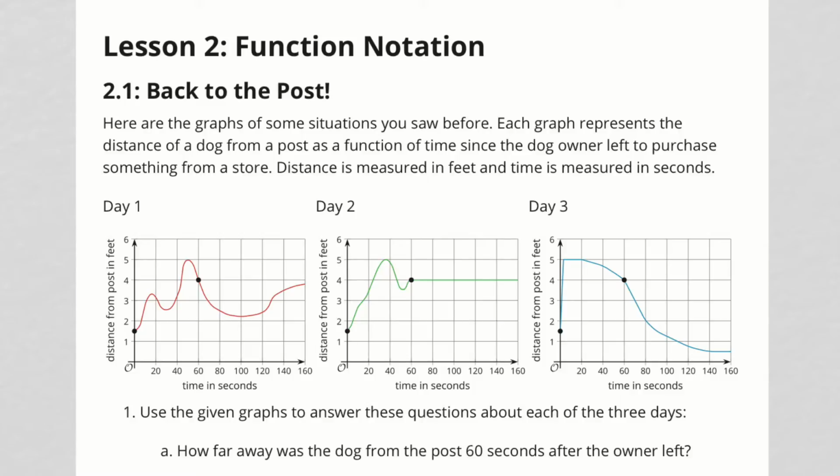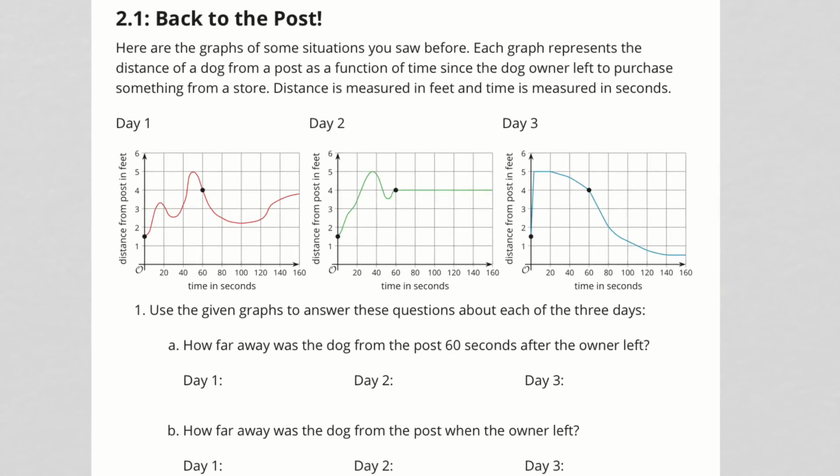Something I forgot yesterday was for functions, it's important to note that when you have one input, there is only going to be one output. So if I put in a certain time and there are two different distances that the dog is, then that's not possible. That's not going to be a function. That dog can only be in one spot at once. Okay, so use the given graphs to answer these questions about each of the 3 days.